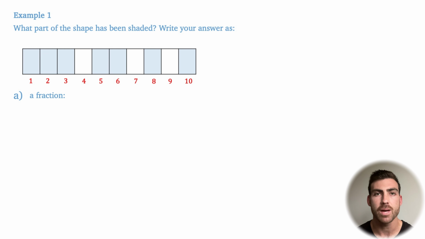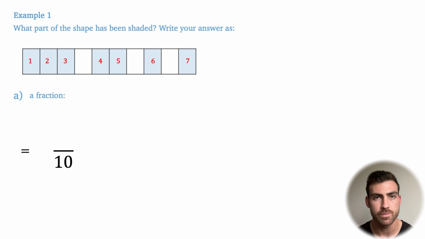First we count how many equal parts the whole amount is broken up into, which is 10 equal parts. This is the denominator. Next, the numerator is how many shaded pieces. Counting, we get 7 shaded parts, giving us a fraction 7/10.